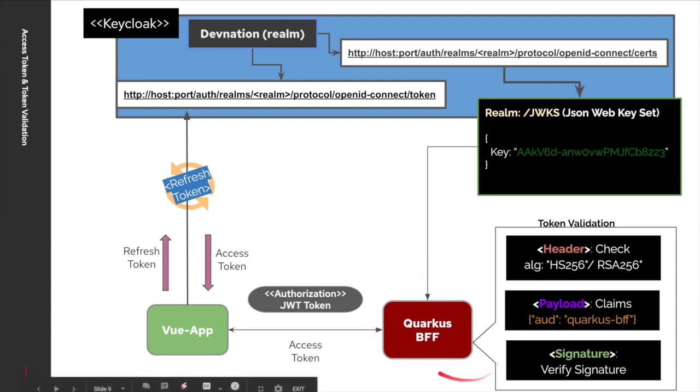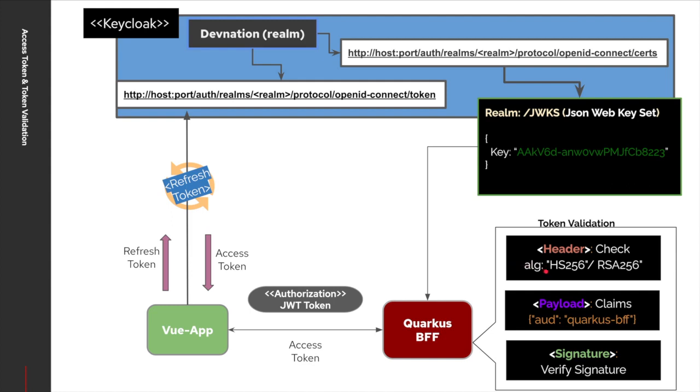Your Quarkus backend during startup will fetch this JSON web key set. This is done internally, and you can also do it by yourself if you are writing a new architecture or any backend application for which an adapter is not provided. You can fetch this JSON web key set, which is used to validate any JWT token passed from your front-end application.